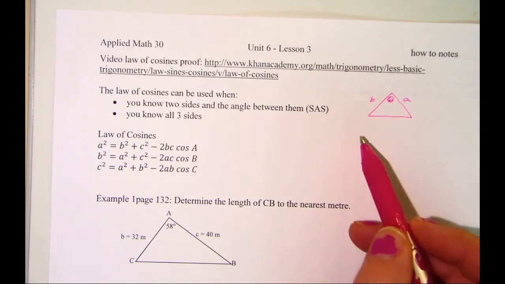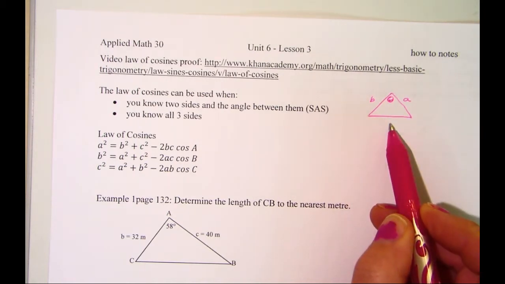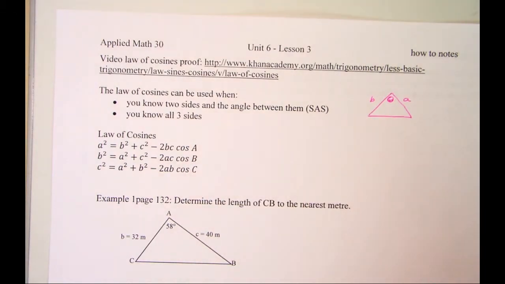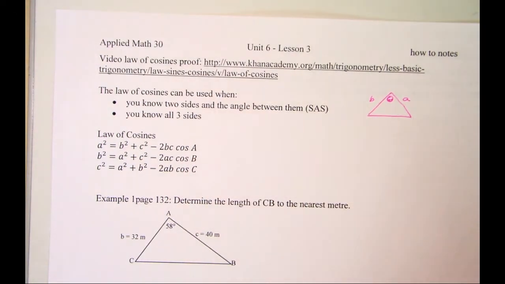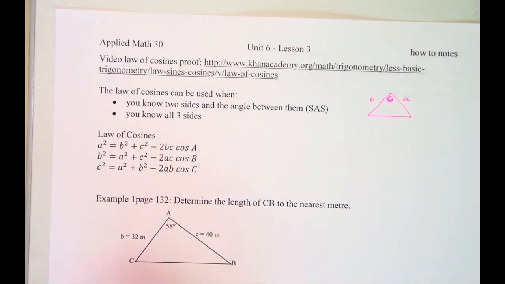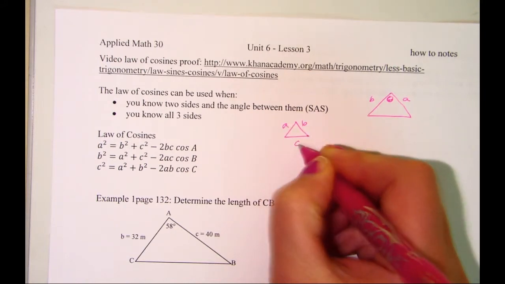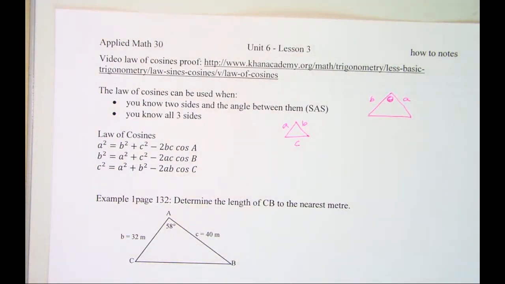Sine is when you have that. If I know this angle, I have to know this side. I need that side angle pair. Here, you don't have it. But you can also use the law of cosines when you know all three sides. If you know all three sides of a triangle, you can use it to find an angle that you want to know.